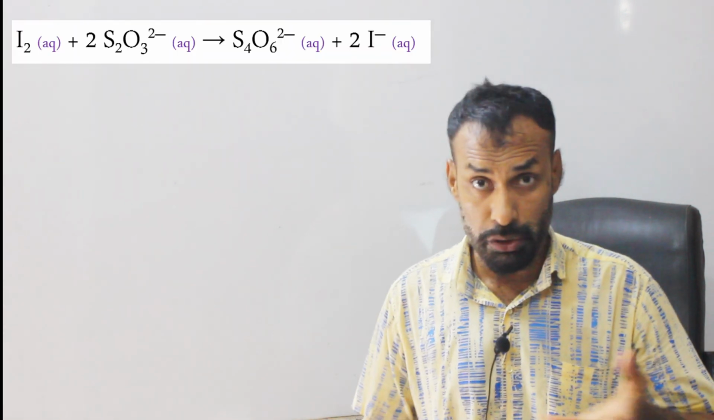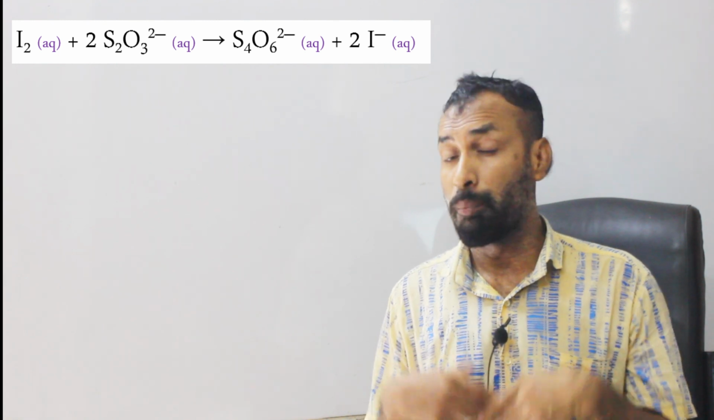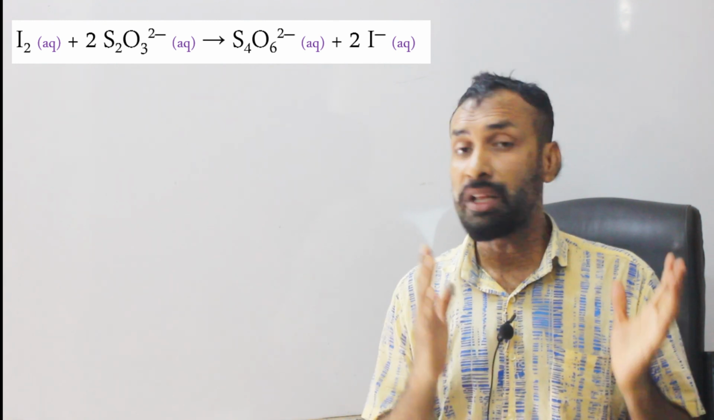The conical flask contains iodine, which is a brown solution, and when thiosulfate runs into the iodine, a redox reaction takes place producing tetrathionate and iodide, both colorless solutions. So when the reaction is complete, the solution turns colorless. And when the solution turns colorless, you stop adding the thiosulfate and record the final burette reading.